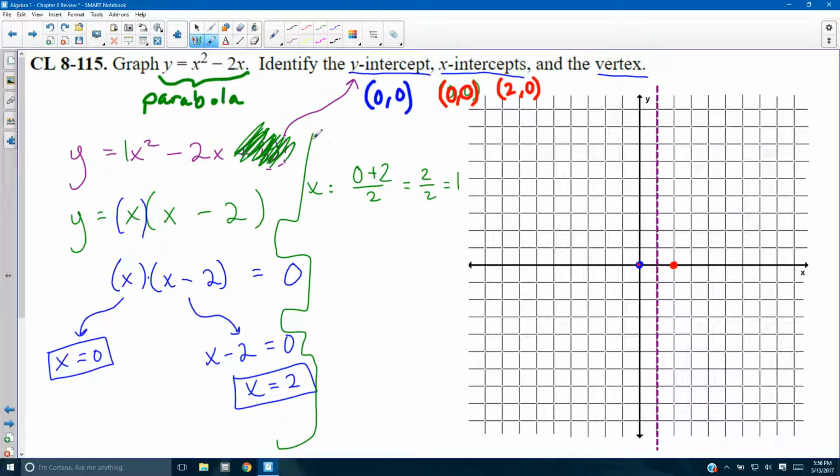I'm just kind of getting that stuff out of the way. That's one way. You could also figure out the distance between 0 and 2.